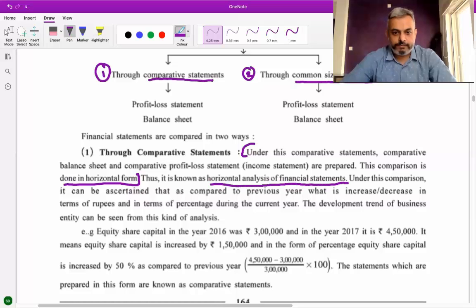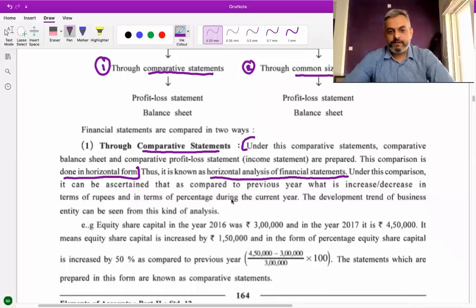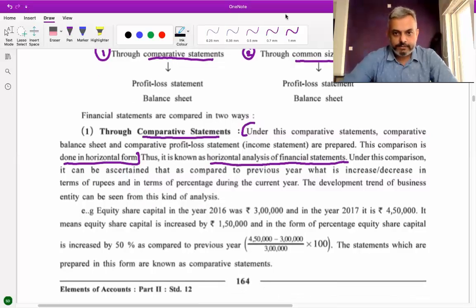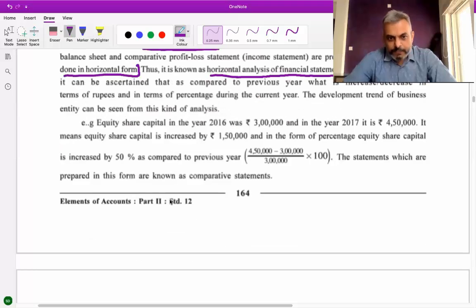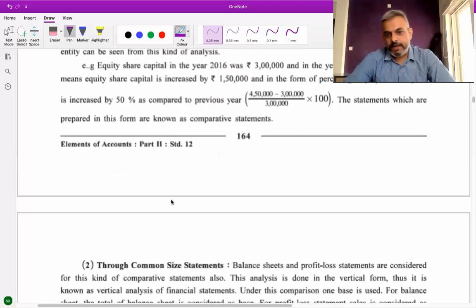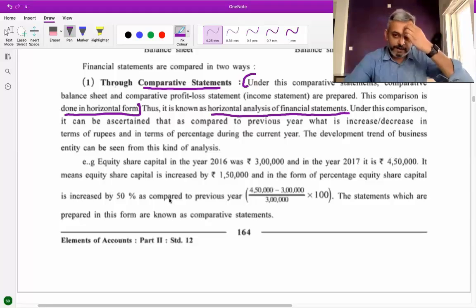Extremely important. This can come as a multiple choice question. Under this comparison, it can be ascertained that as compared to previous year, what is the increase or decrease in terms of rupees and in terms of percentage during current year. The development trend of a business entity can be seen from this kind of analysis. Now, what we are going to see today. Right now I'm not going into an example because we are going to solve sums based on this.